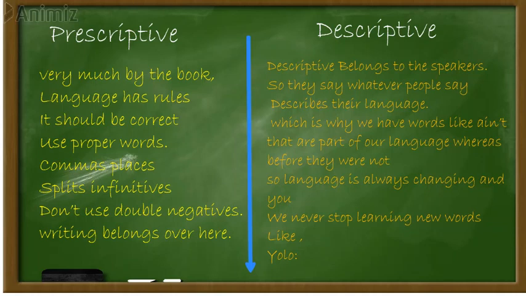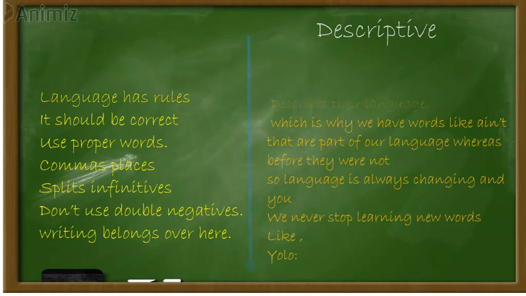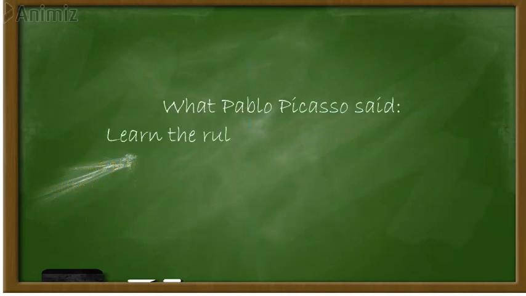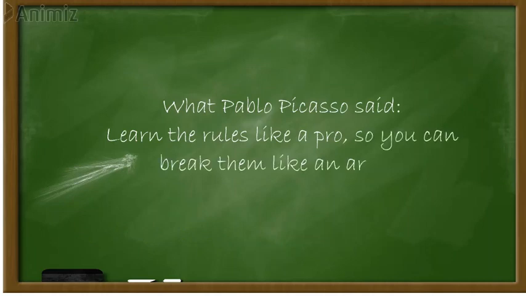So if it is written, I'm on the prescriptive side. If it's spoken and artistic, I'm on the descriptive side. What Pablo Picasso said: learn the rules like a pro so you can break them like an artist. The purpose of this introductory lecture was to tell you that grammar is not always boring. Descriptive grammar can be interesting, to know how people use language and not just memorize rules for exams.